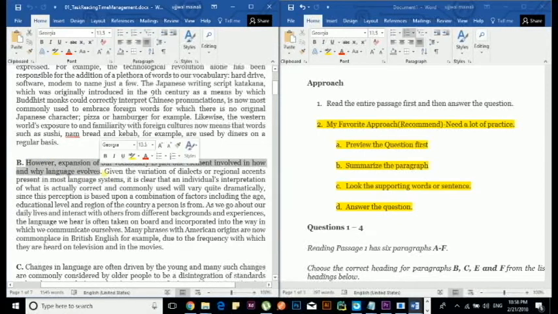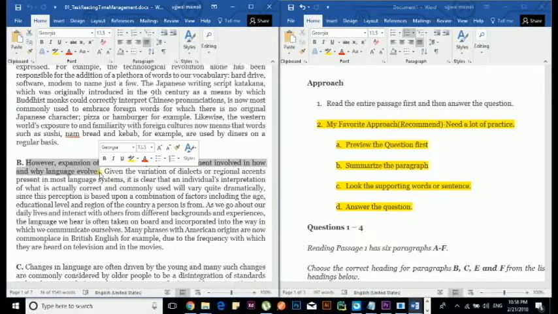So let's read the first sentence. If you remember, I already told you that most of the time the general idea, the topic sentence, or the central idea of what the paragraph will be talking about is located at the very beginning of the paragraph, 90% of the chances. "However, expansion of our vocabulary is just one element involved in how and why language evolves."